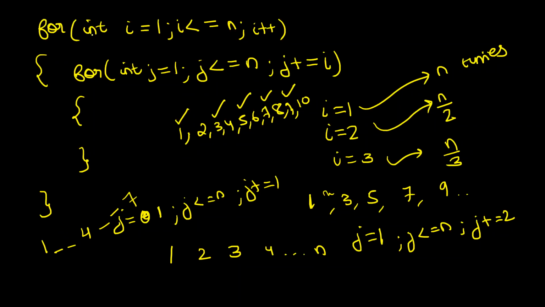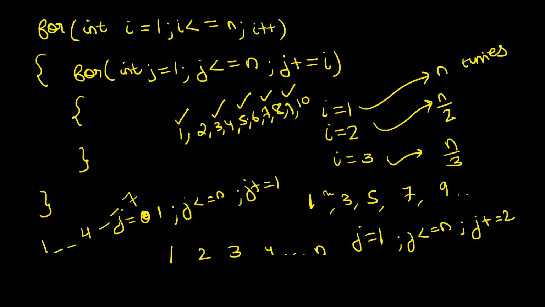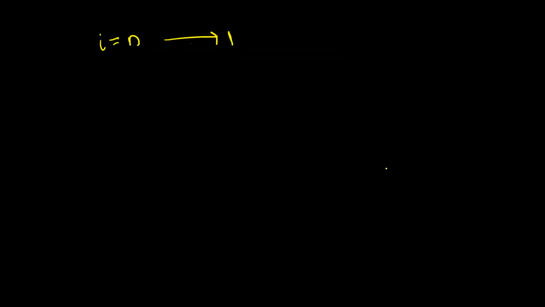So do you agree, guys? Going on like this until I equal to n, for I equal to n, how many times will the inner loop run? Only once. See, J equal to 1 starts, 1 is less than or equal to n, so it runs once. And then when you add n, J will become n plus 1 and the loop will no longer run. Okay. Yes, Neil, you are correct.